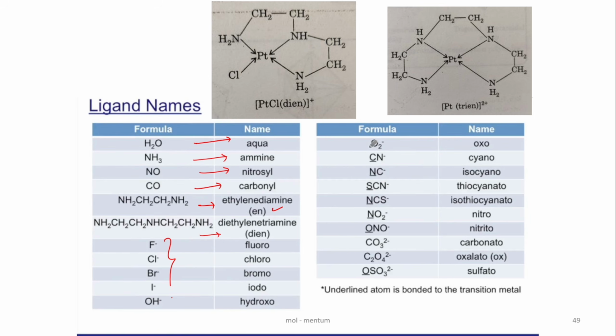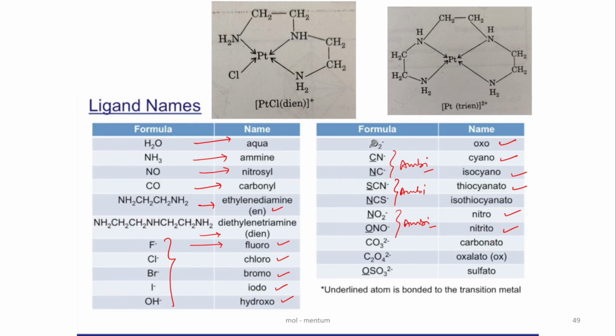Now, the negatively charged ligands. You can see fluoride is written as fluoro, then chloro, bromo, hydrido, hydroxo. Why? Because the negative charge is there. Similarly, O2 minus is oxo, CN minus is cyano, NC minus is isocyano, then thiocyanato, nitrito-O. This is ambidentate. This one is also ambidentate.